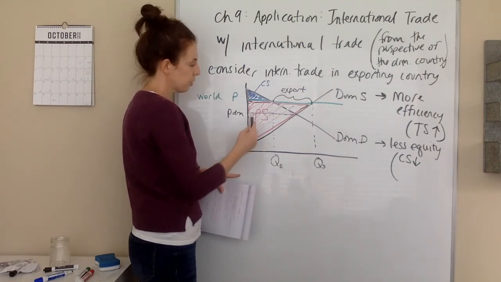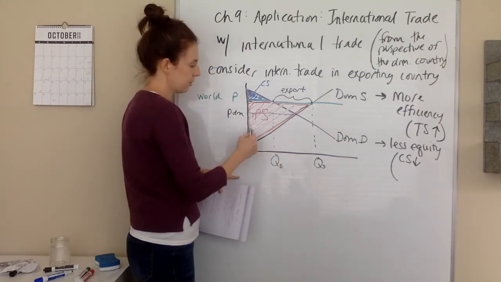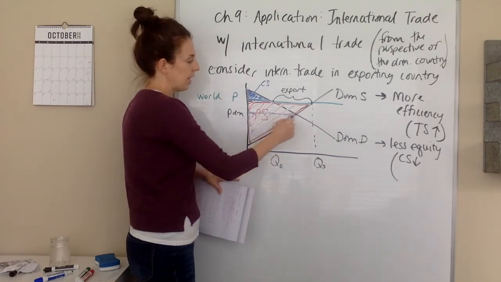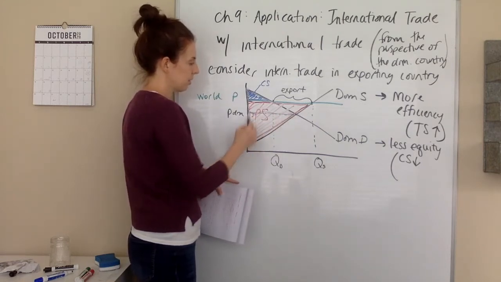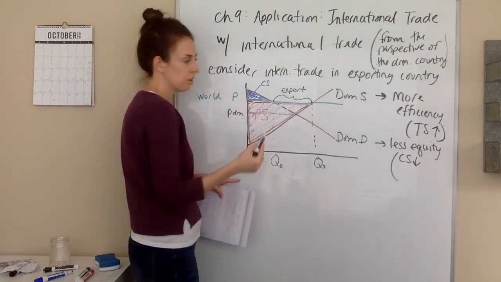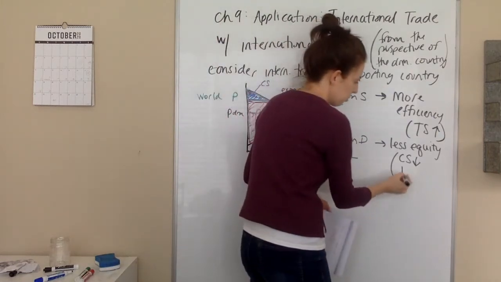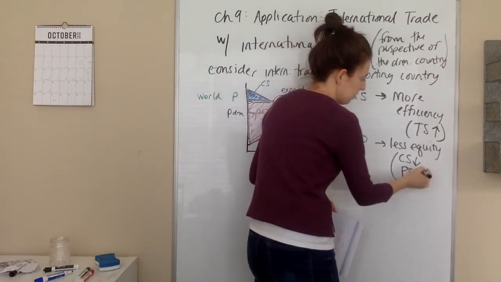So before trade, producer surplus was the area of this triangle here. Now with trade, producer surplus is this whole big red triangle, which clearly is bigger. So producer surplus has increased.